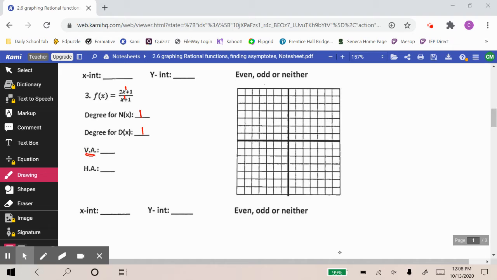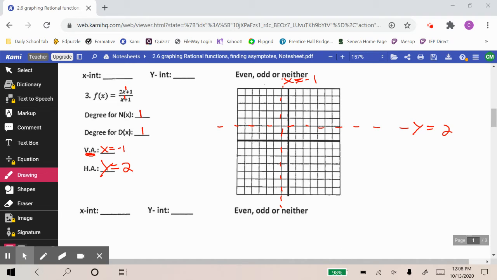Now, for the VA, I just set the bottom equal to 0. So x can't equal -1, because that makes it undefined. So x equals -1 is the VA. Let's put this in here, my vertical dotted line. Usually, during normal class time, I would have students graph these on their TI-Nspire and figure out what the HA is. I'm just going to give this to you. The HA for this is y equals 2. I'm going to put this in here. So y equals 2 is the HA, and x equals -1 is the VA.